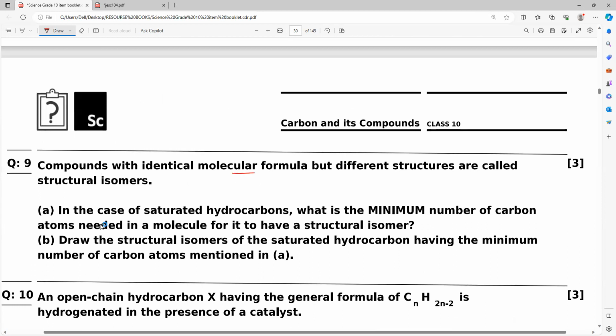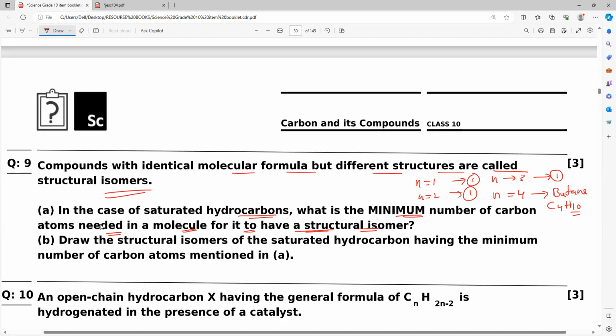Compounds with identical molecular formula but different structures, what do we call them, everybody? Isomers. Now, in the case of saturated hydrocarbons, what is the minimum number of carbon atoms needed in a molecule for it to have a structural isomer? Where will it start? N equals 1, we have only 1. N equals 2, we have 1. N equals 3 also, we have only 1 isomer. But where does the structural isomer actually begin? N equals 4, that is butane, C4H10.